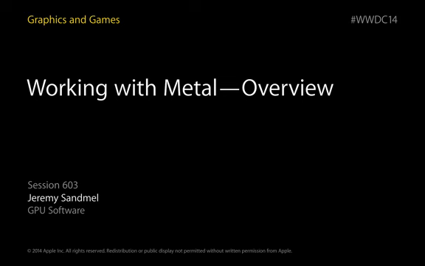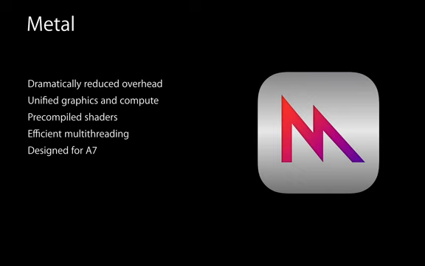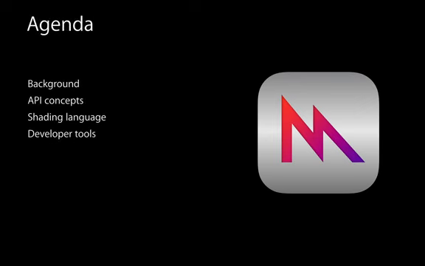Now, we're incredibly excited to get to talk to you today about Metal. We believe it's literally going to be a game changer for you, your applications, and for iOS. Now, as you've heard in the keynote, Metal is our new low overhead, high performance, and incredibly efficient GPU programming API. It provides dramatically reduced overhead for executing work such as graphics and compute on the GPU. And with the support for pre-compiled shaders and incredibly efficient multi-threading, we designed it to run like a dream on the A7 chip.